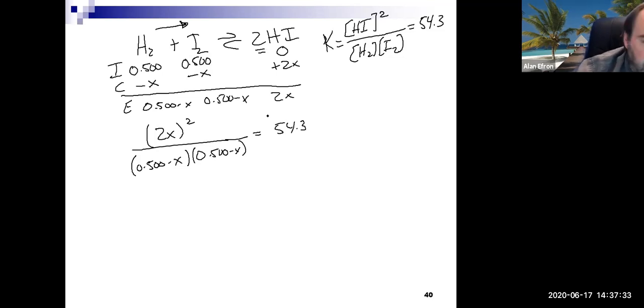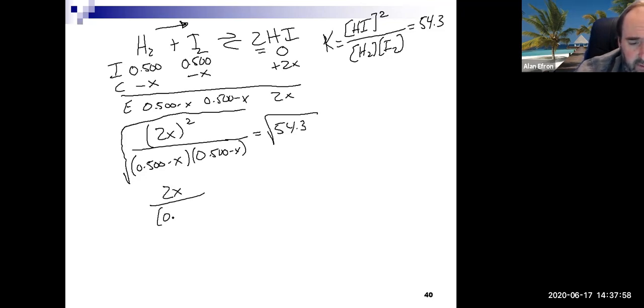Now we want to solve it the easiest way. Hopefully you recognized that both sides are perfect squares, so you could put a big square root on both sides. Or you could go down the quadratic path if you like that better. If we square root the left-hand side, we get 2x divided by 0.5 minus x. And the thing I always forget to do, and most people do, is take the square root of the other side, not just write 54.3 again. So the square root of 54.3 is about 7.369.